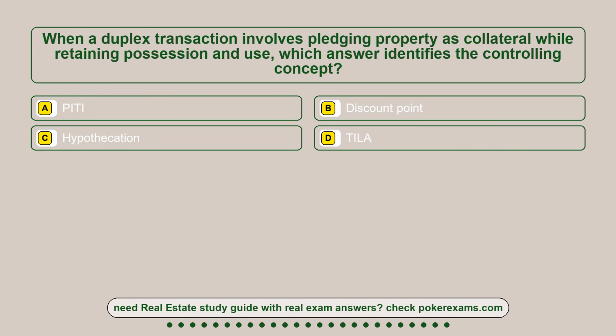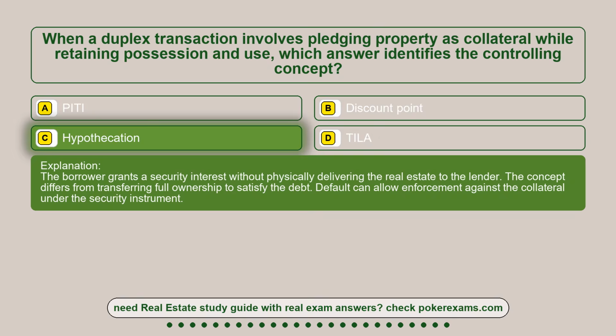Question 2. When a transaction involves pledging property as collateral while retaining possession and use, which answer identifies the controlling concept? Option A, PITI. Option B, discount point. Option C, hypothecation. Option D, TILA. The correct answer is option C, hypothecation.